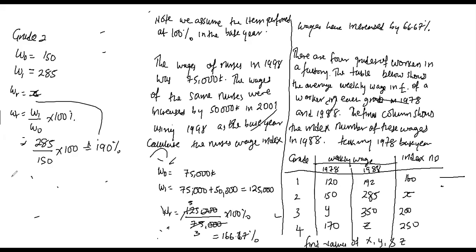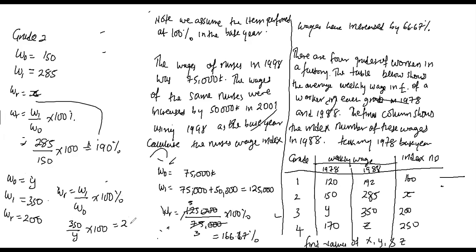Then we have part 2. Part 2, we have the wage index in the base year as Y, the wage index in the current year as 350. The wage relative is 200. So the wage relative, remember, is given by wage in the current year over wage in the base year times 100%. This will give me 350 over Y times 100 is equal to 200. So here you just make Y the subject.